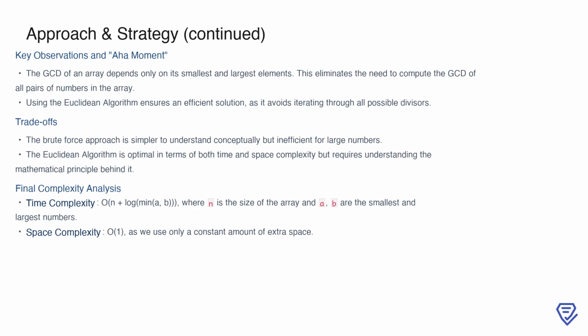The time complexity of the solution is O(n + log(min(a, b))), where n is the size of the array, and a and b are the smallest and largest numbers. The space complexity is O(1), as the algorithm operates using only a constant amount of extra space.